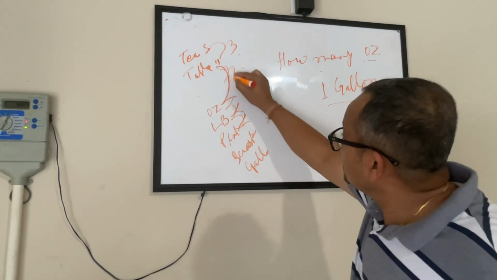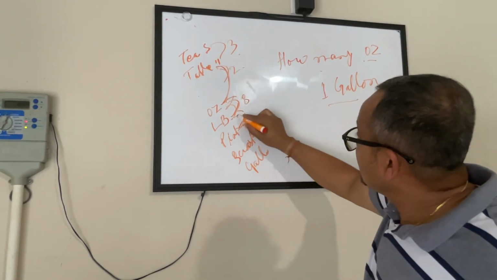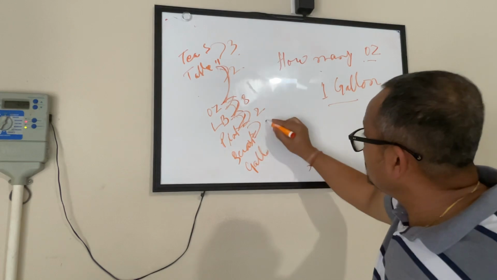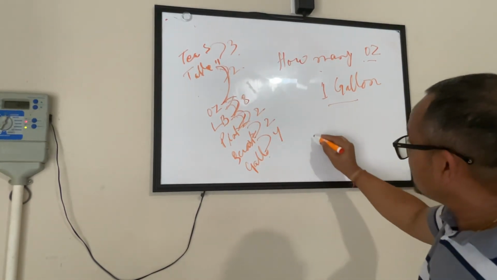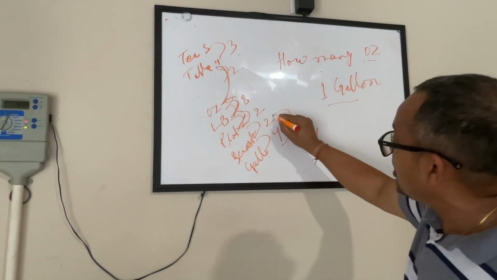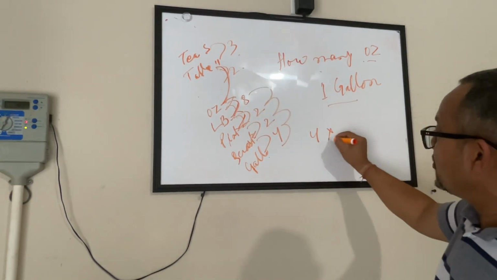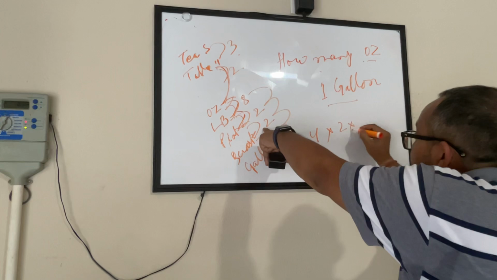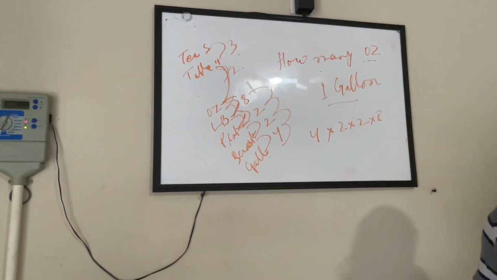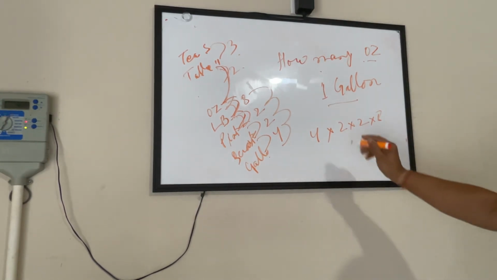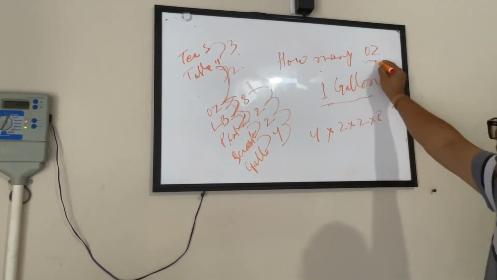3, 2, 8, 2, 2, 4. We are going to ounce here. So 4, 1 half, 2 half, 3 half, 4 half. 4 into 2 into 2 into 8. Yeah? So just by going with this sequence, 1 gallon equal to how many ounce?